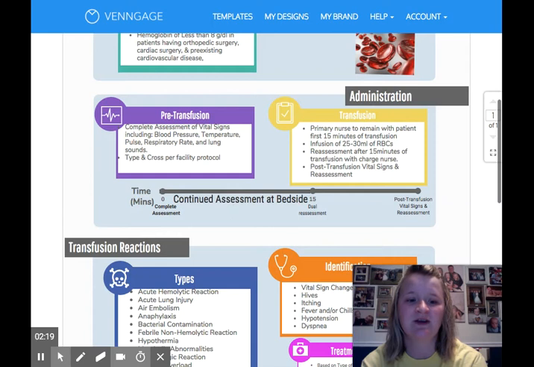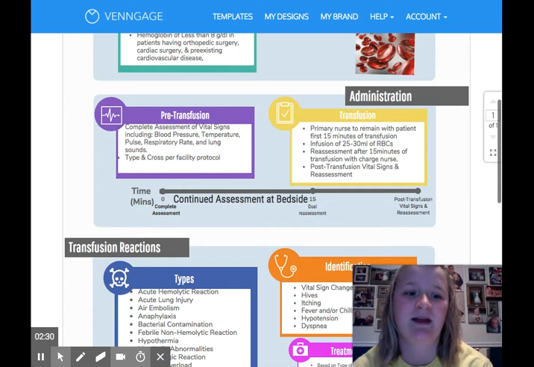After all the checks are complete, the primary nurse will then remain with the patient throughout the first 15 minutes of the transfusion. This is important. People can have transfusion reactions within the first 5 mLs of blood. Infusing 25 to 30 mLs total to the patient in those 15 minutes will make sure that they are not having a transfusion reaction or is quickly assessed by the nurse.